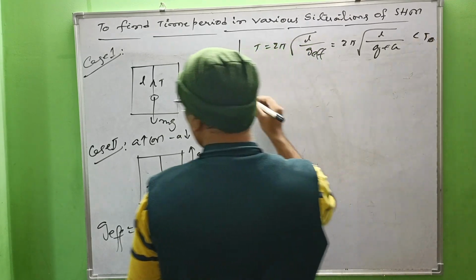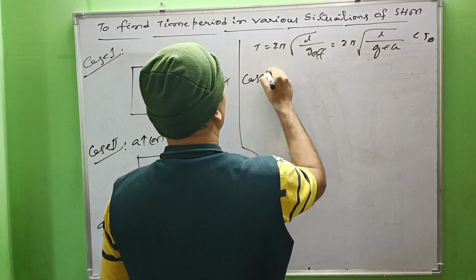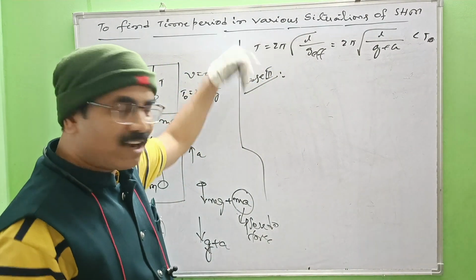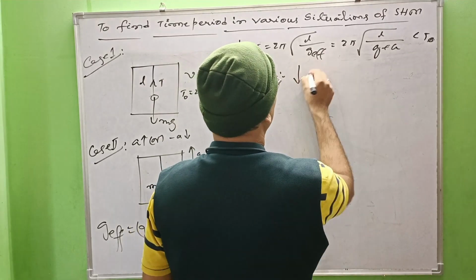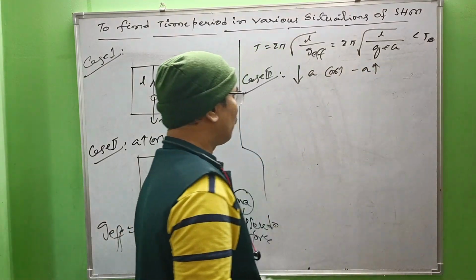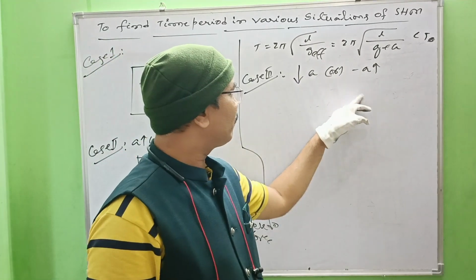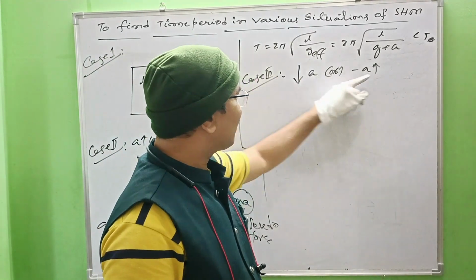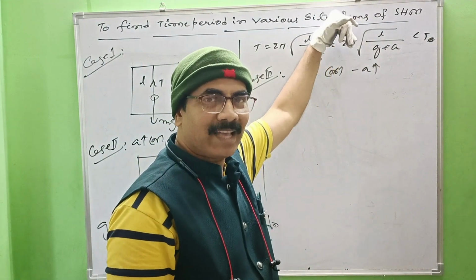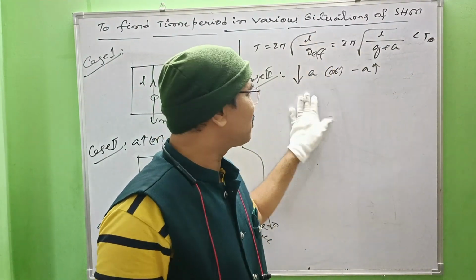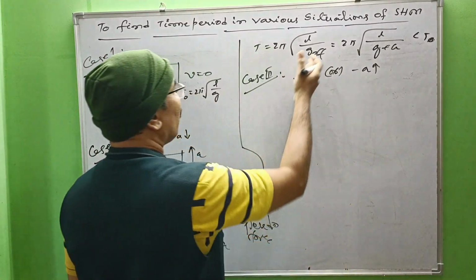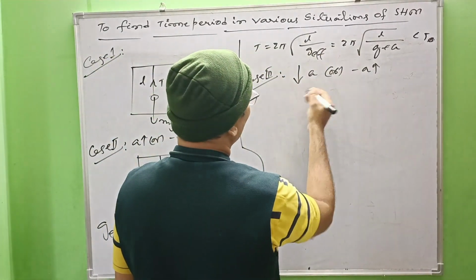Next, case 3. Suppose the elevator is accelerating downwards, otherwise retarding upwards. So both cases are one and the same. Acceleration downwards. Here retarding upwards means deceleration upwards, which implies that acceleration is downwards. So both cases are the same. So in both cases, the same formula will be valid here.